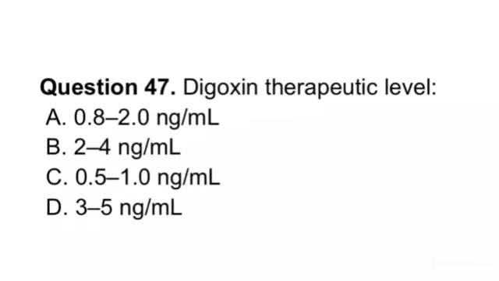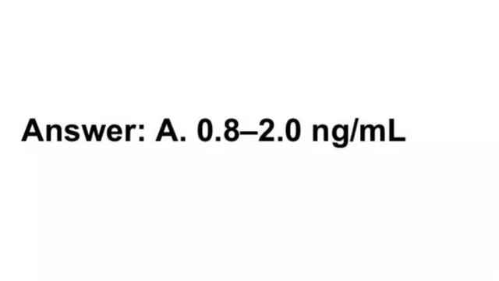Question 47. Digoxin therapeutic level. A. 0.8 to 2.0 nanograms per milliliter. B. 2 to 4 nanograms per milliliter. C. 0.5 to 1.0 nanograms per milliliter. D. 3 to 5 nanograms per milliliter. Answer A. 0.8 to 2.0 nanograms per milliliter.